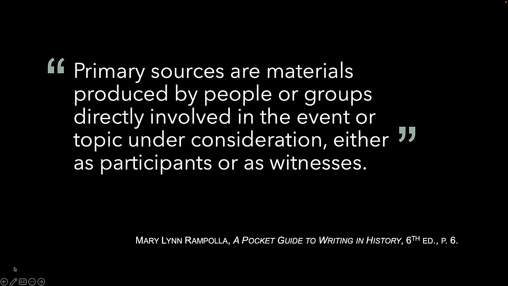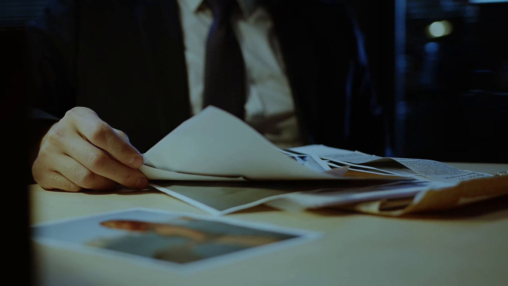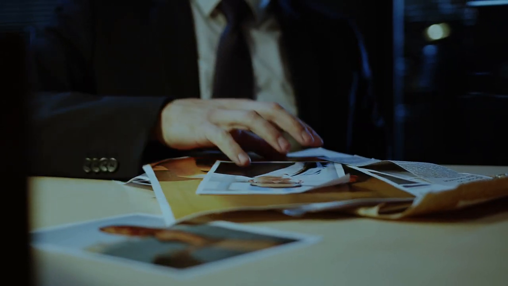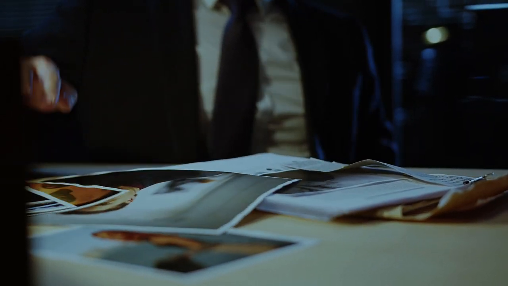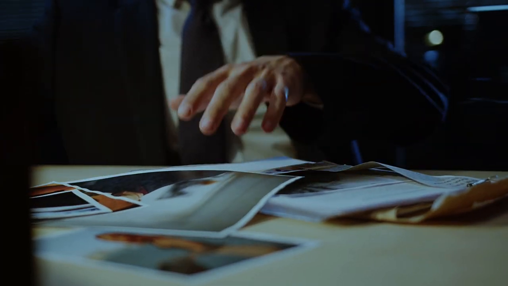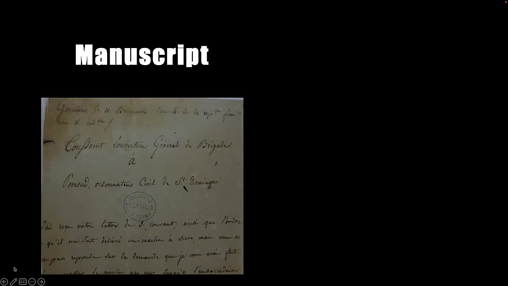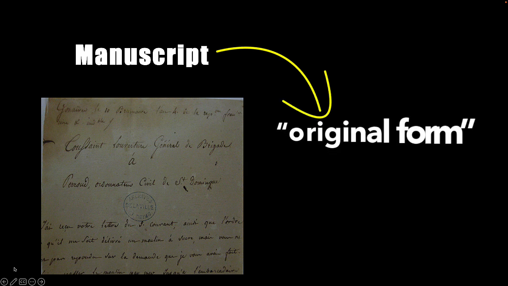But primary sources can be classified with more precision and in better ways. The most basic way to think about primary sources is through the form that they exist in as we access them. Historians have to gain access to primary sources if they want to make historical arguments, and they typically access them in one of two ways. The first way is as a manuscript. This essentially means in its original form.